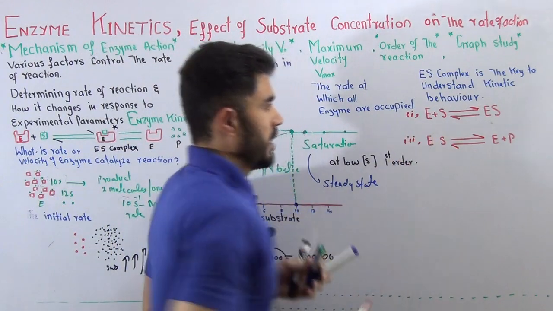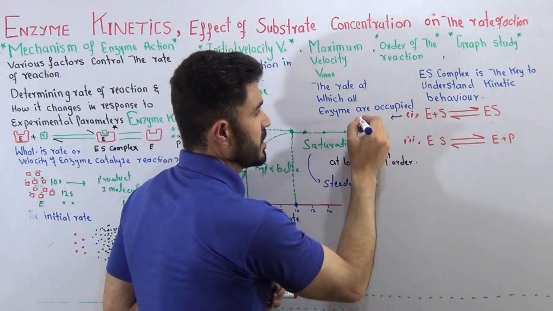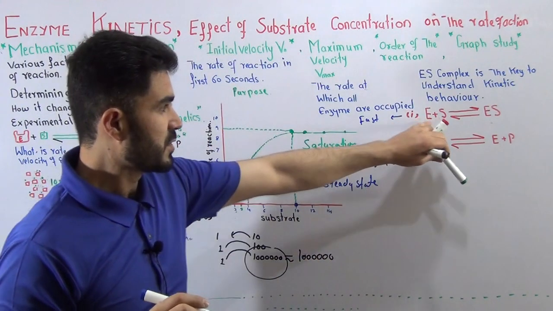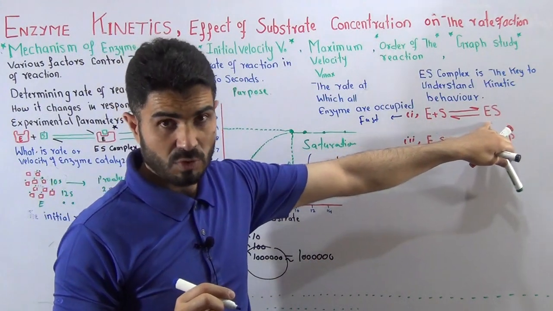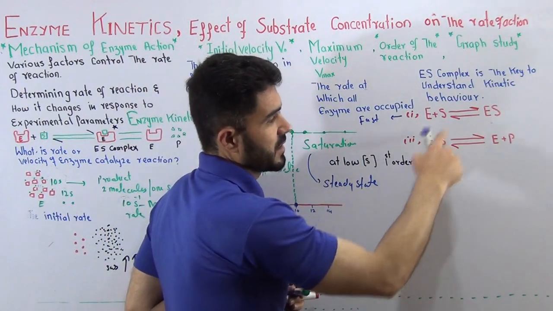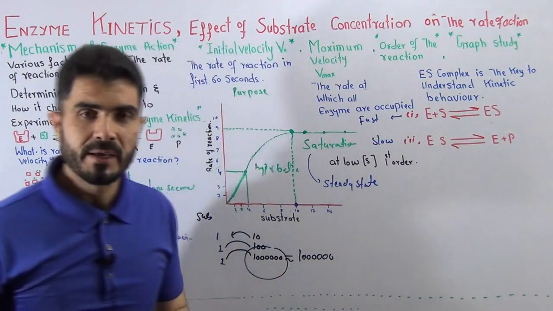Okay, but one thing that you should know is that the first reaction is very fast. Enzyme and substrate combine to get the enzyme substrate complex. This is very, very fast. But the second reaction, where the enzyme substrate complex is converting into product, what is this? This is a slow step.